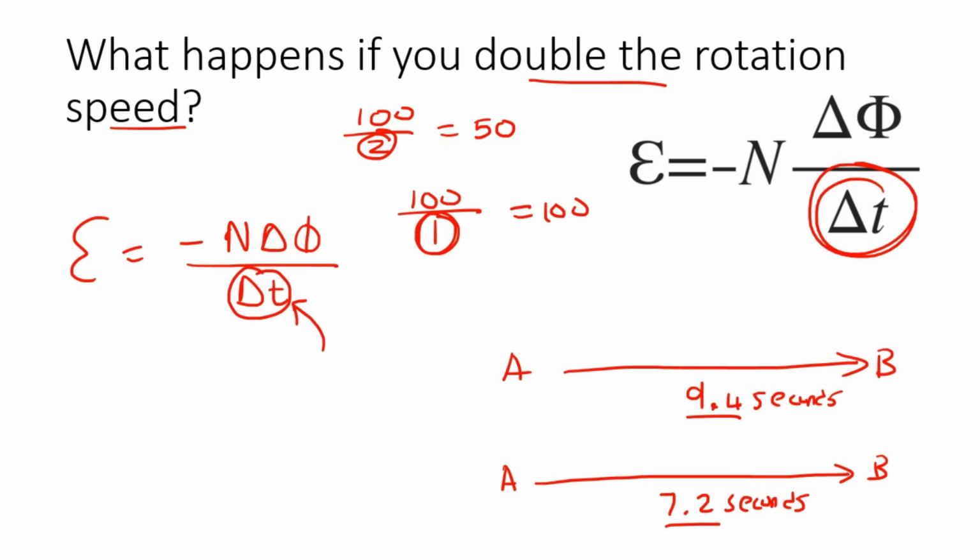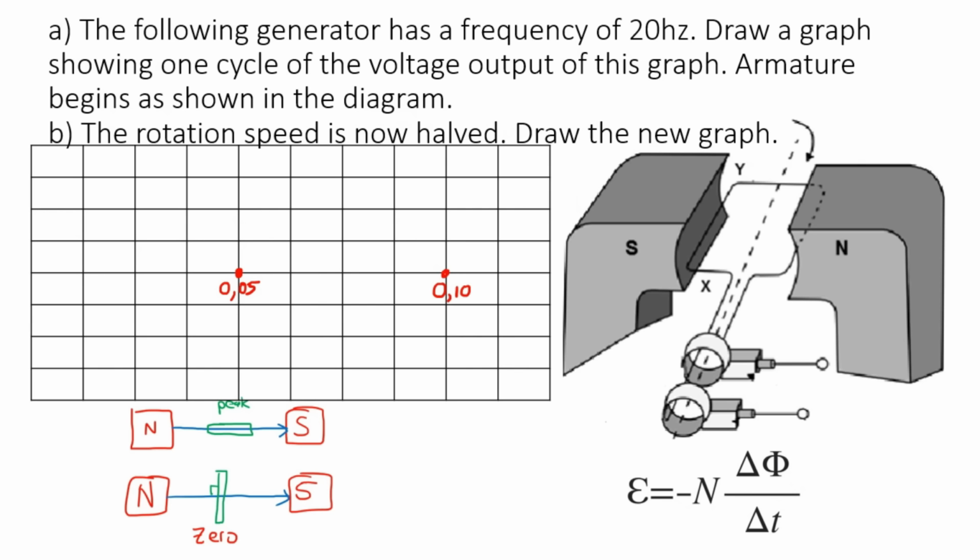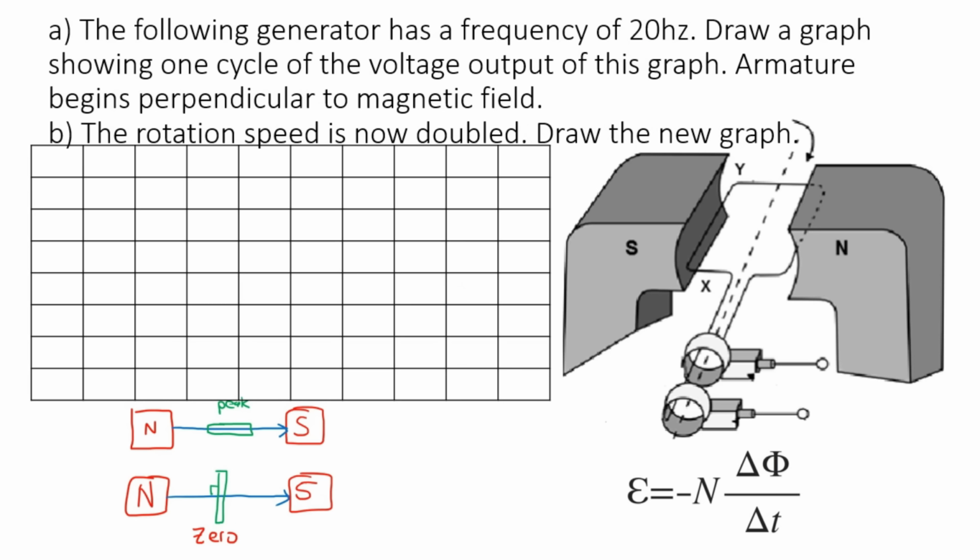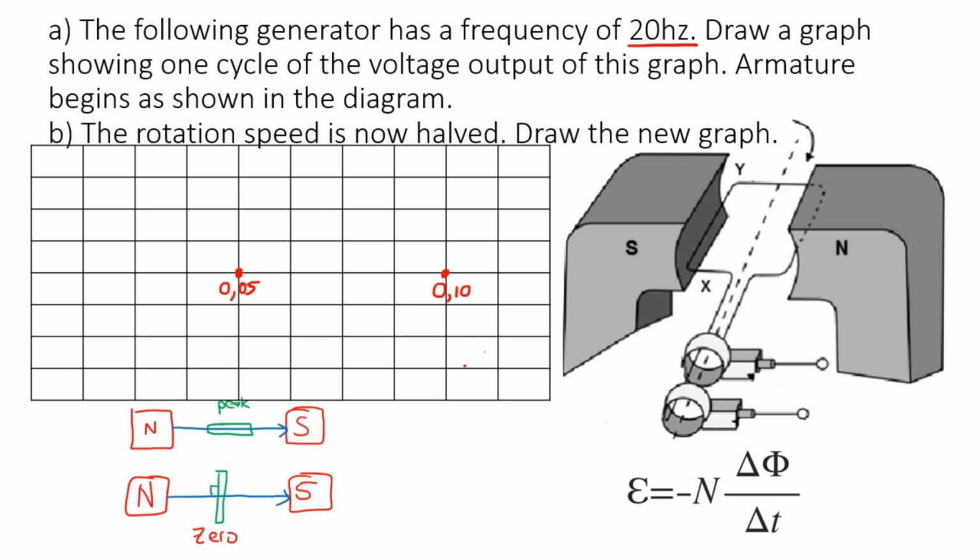And now we're going to go draw graphs, and we're going to look at two very important things on the graph. So here in this example, it says the following generator has a frequency of 20. Okay, so we shouldn't be afraid of that anymore. And then, by the way, we're just going to do this example, and then we're going to do one more example. So it says, draw a graph showing one cycle of the voltage output of this graph. The armature begins as shown in the diagram.